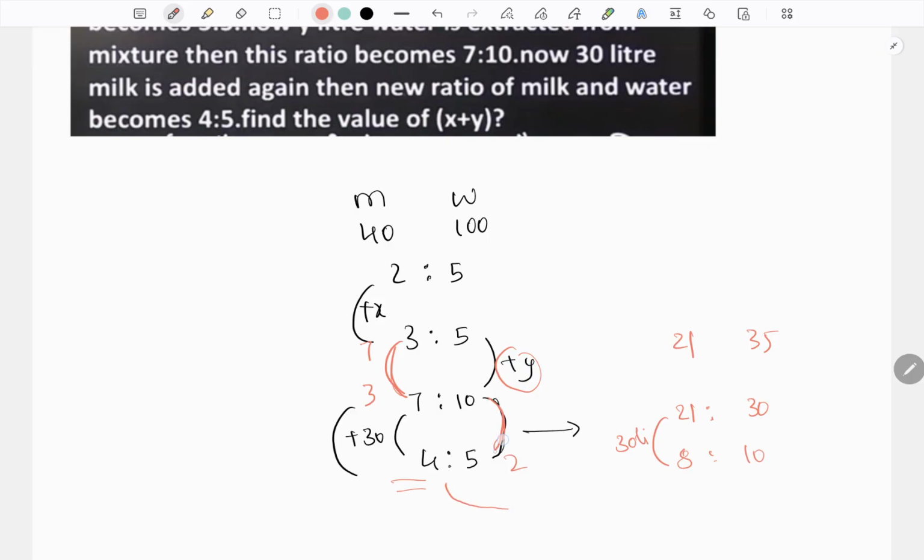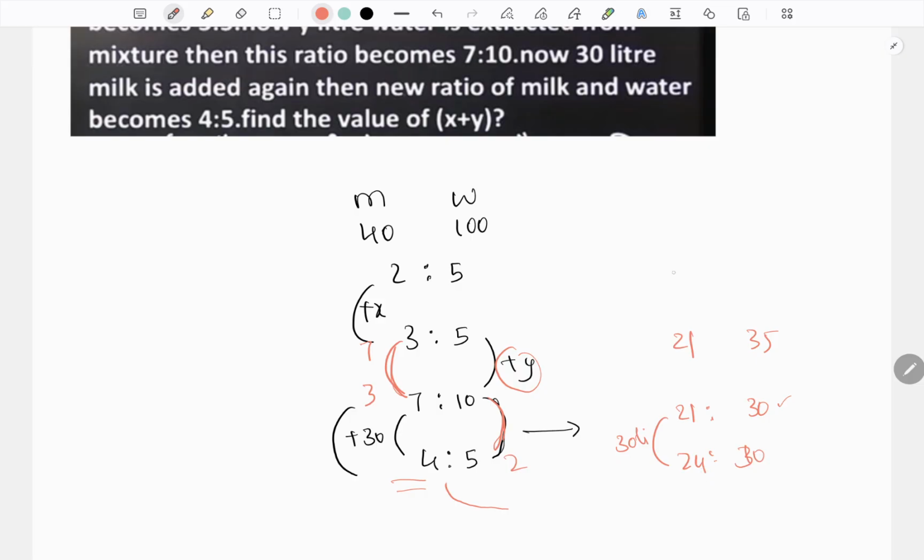So this part must be same. So 10, here 30 is there. So multiply by 3 again. So it becomes what? Multiply by 3, it becomes 30. So multiply by 3, it becomes 24. Now fine. Then go to the previous.